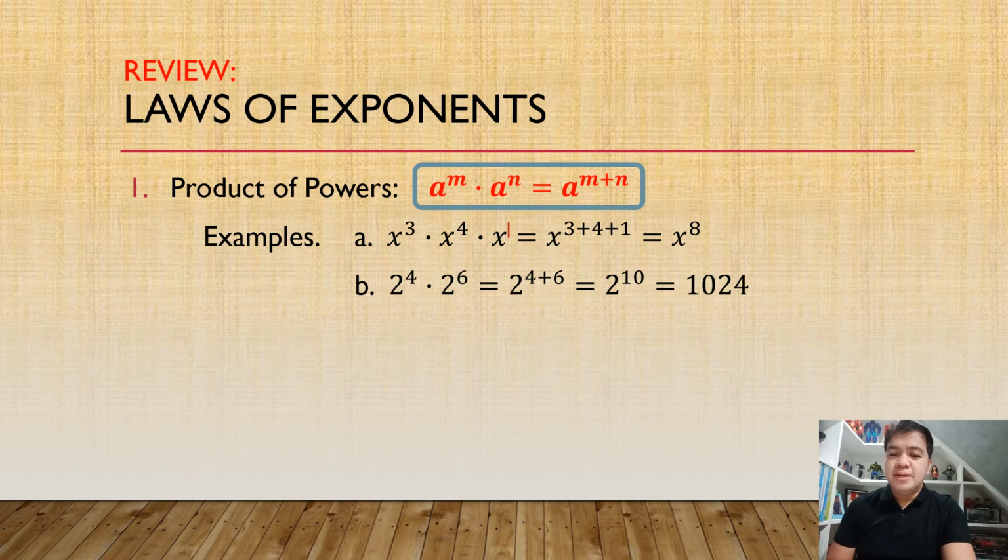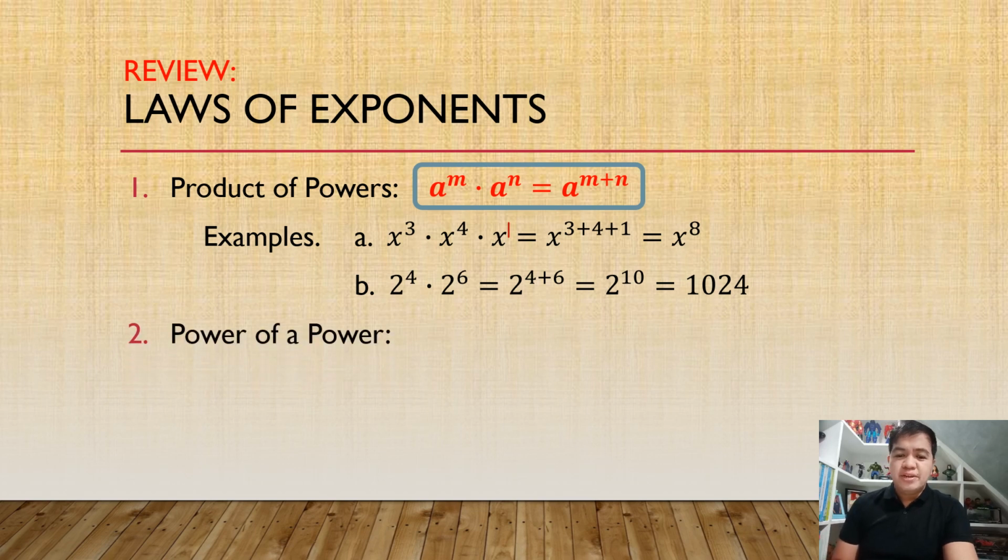For letter B, if we have 2 to the 4th times 2 to the 6, so i-add lang yung exponents nila since they have the same base. 4 plus 6 is 10, so that is 2 to the 10. But 2 to the 10, we can evaluate that. So that is 2 times 2 times 2, 10 times 2 itself. And that will be 1024.